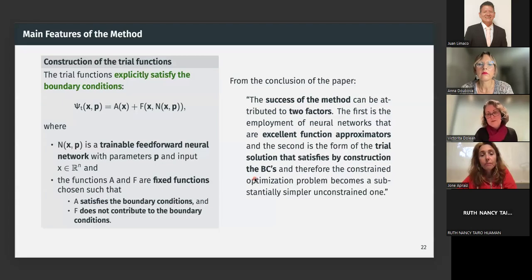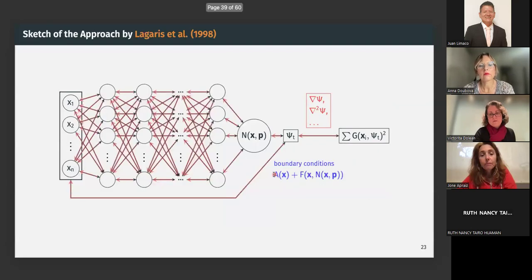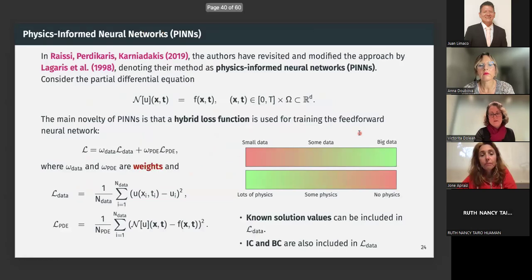So this is the first paper in which PDEs were solved by neural networks. As you see, it's quite old. If you want to sketch their approach, this is a feed-forward neural network with some inputs, internal layers, and activation function. This is the output. You put the output in this trial function in order to satisfy the boundary condition, and then you minimize this quantity here.